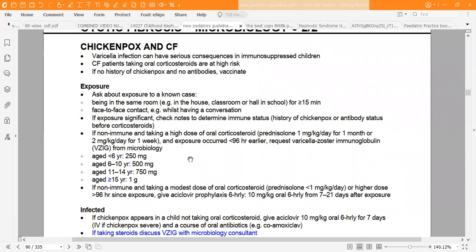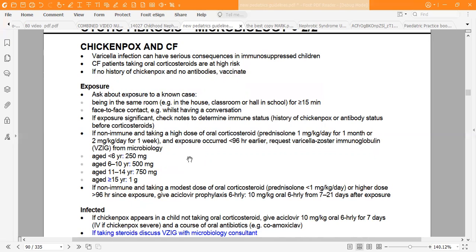They talk in detail here about it. Ask about exposure to a known case: being in the same room, house, classroom or hall in school for 15 minutes or more, or face-to-face contact whilst having a conversation. If exposure is significant, check notes to determine immune status. History of chickenpox or antibody status before corticosteroids is very important.